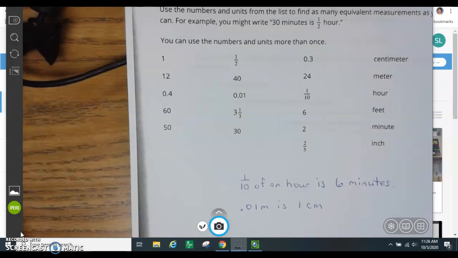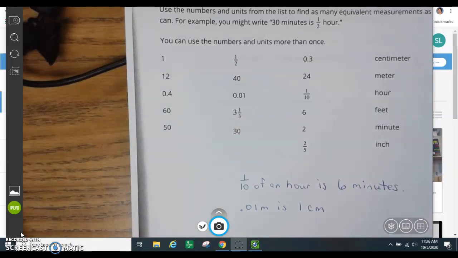I want you to write down at least 2 other examples that you can see up there. You can use any of the units and any of the measurements. You might want to pause and do that before you move on. Okay, I'm going to move on to the next lesson.